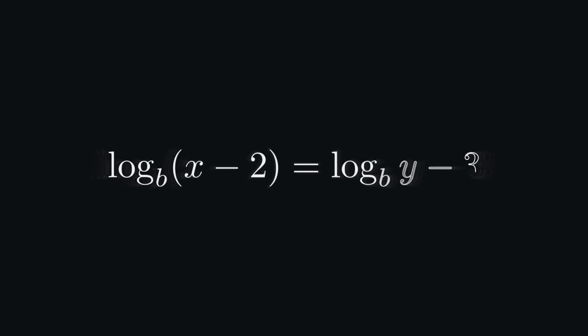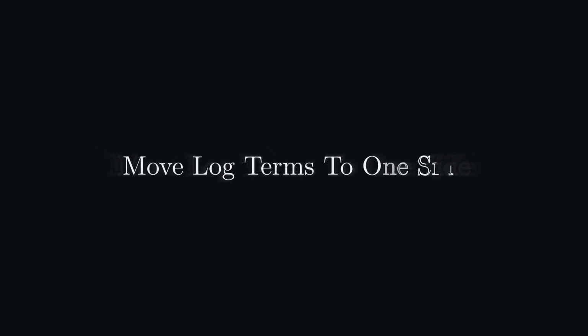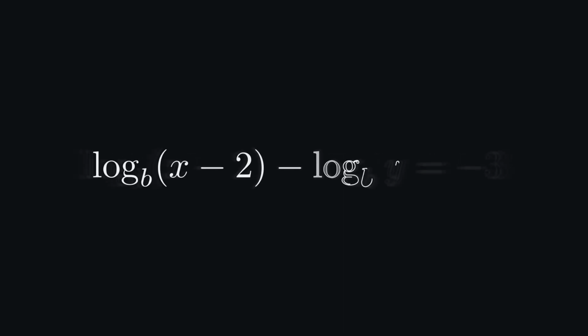Let's start with the equation we have. The equation is log base b of (x - 2) equals log base b of y - 3. Next, we'll move the logarithmic terms to one side. Now we have log base b of (x - 2) minus log base b of y equals -3.